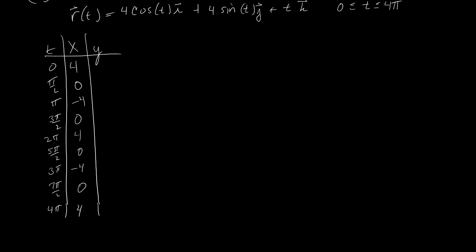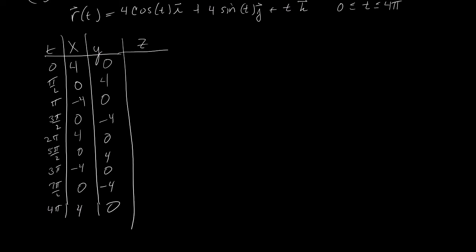Okay, and we can do the same thing for y here. So this is sine of t times 4. So we begin with 0, 4, 0, negative 4, 0, 4, 0, negative 4, 0. And we now have a z component, so we need to include that. So this is just t, right? So whatever t is: 0, pi over 2, pi, 3 pi over 2, 2 pi, 5 pi over 2, 3 pi, 7 pi over 2, and 4 pi.